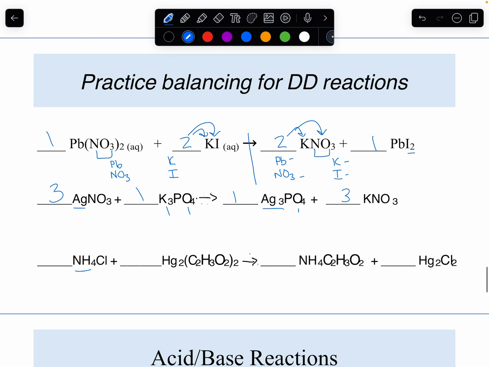All right, in the last set, we have NH4. Now, again, these are hard when there's a lot of stuff going on. So we have this set. We have NH4. We have NH4. 2 Hgs, 2 Cls.